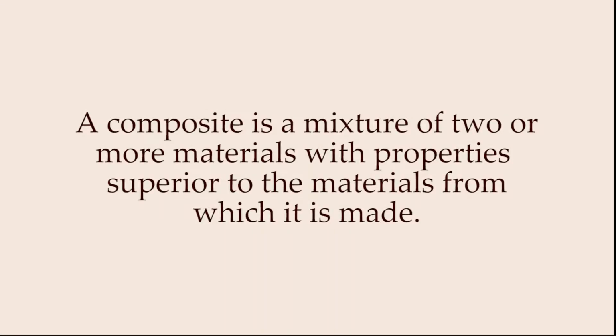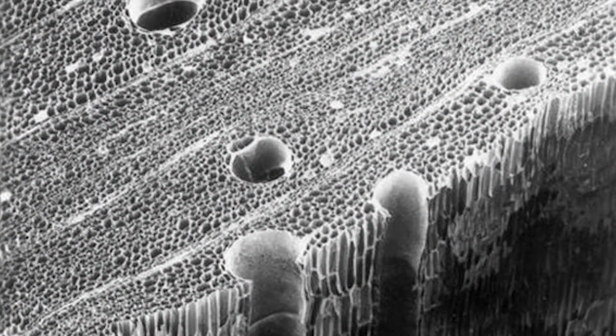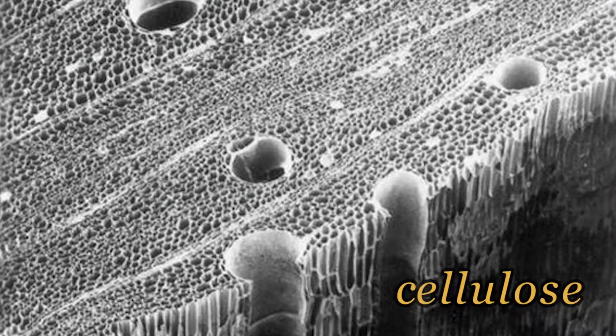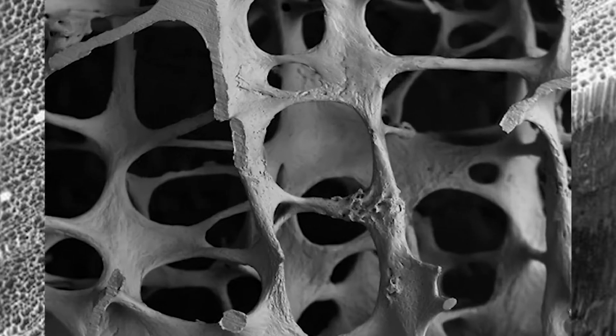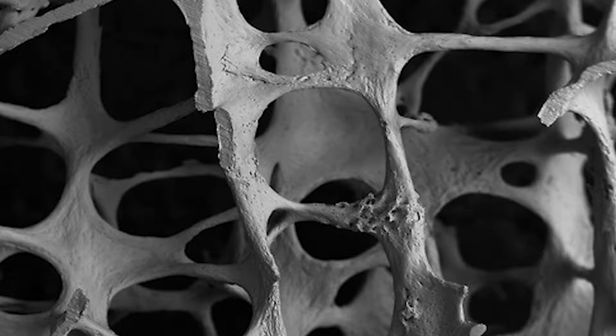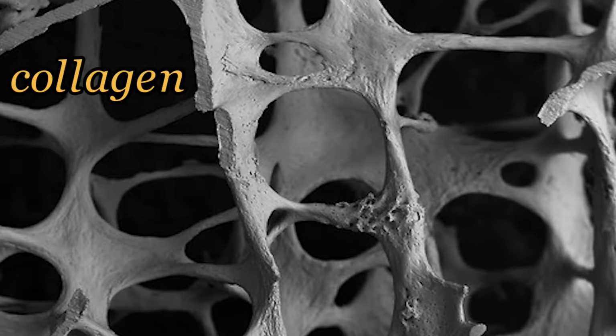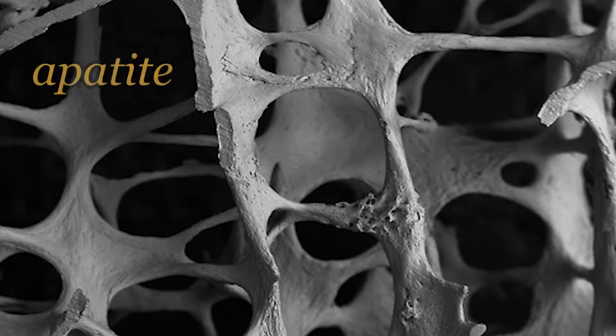Composites. A composite is a mixture of two or more materials with properties superior to the materials from which it is made. Wood and bone are examples of natural composites. Wood consists of cellulose fibers embedded in a compound called lignin. The cellulose fibers give wood its ability to bend without breaking, while the lignin makes wood stiff.